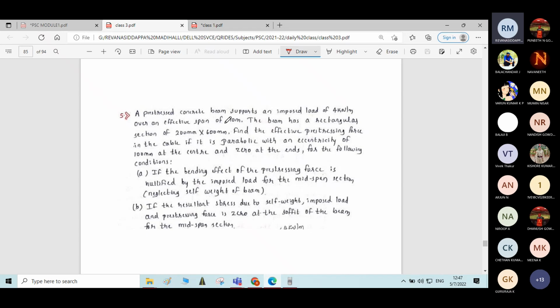If the bending effect of the pre-stressing force is nullified by the imposed load for the midspan section, then we have to find the magnitude of the pre-stressing force. For the second condition, if the resultant stress due to self weight, imposed load and pre-stressing force is 0 at the soffit of the beam for the midspan section.